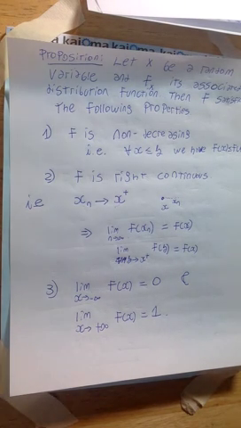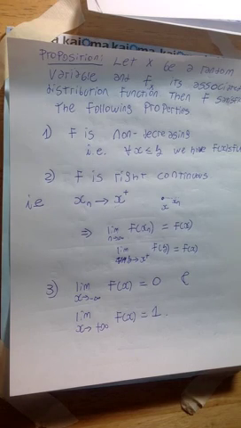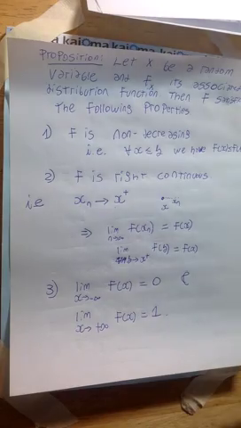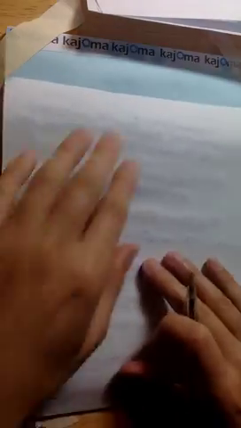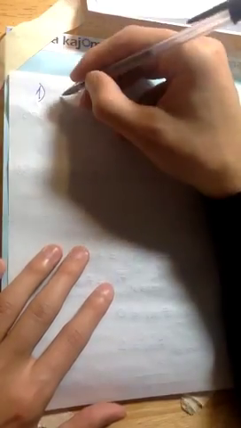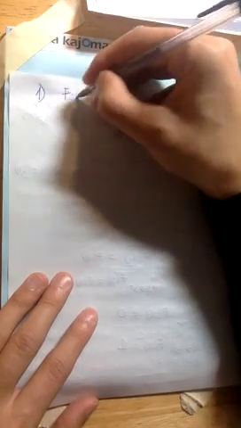Okay, so let's look at the proof of this. What is the first property? Monotonicity, or F is non-decreasing.